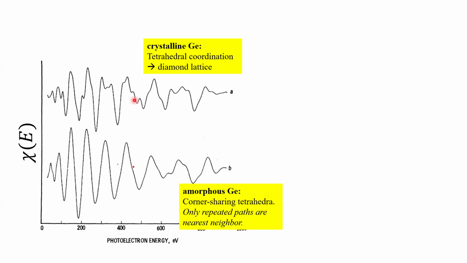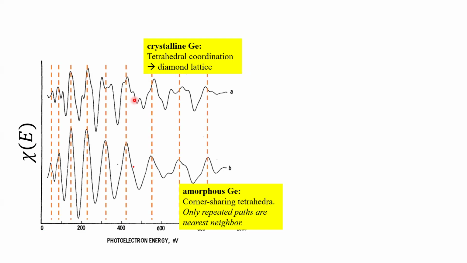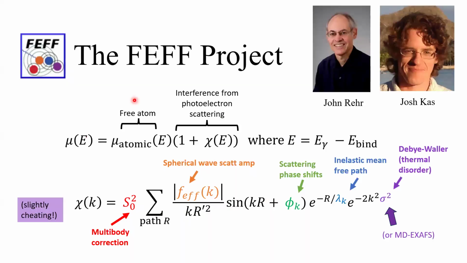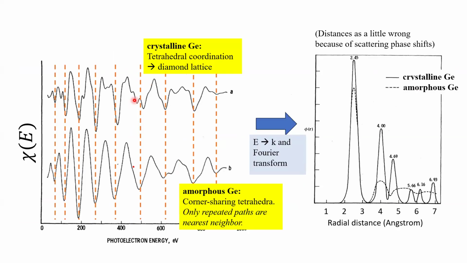I'll remind you the fast Fourier transform was discovered in 1965. And so here in 1971, this is just showing the peaks really line up. The maxima line up, the minima line up. And so you would look at this and say, okay, I think the first shell is probably the same in both. And then you can go and do the Fourier transform.